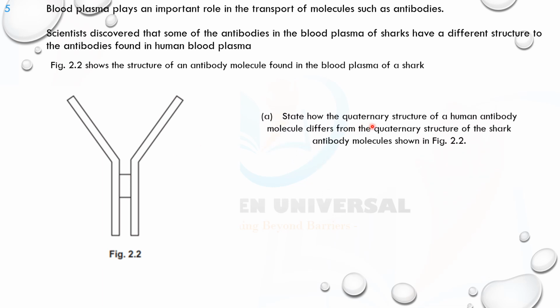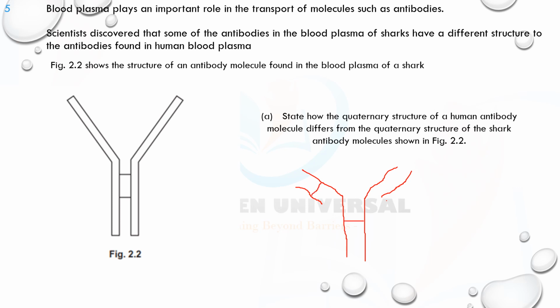Question A, state how the quaternary structure of a human antibody molecule differs from the quaternary structure of the shark antibody. So how does the quaternary structure of a human antibody differ from that of the shark antibody? This is the shark antibody. How does it differ? Pause this video and try. Okay, now this is the quaternary structure of a human antibody. We've drawn it before. Just a simple difference between them. Tell me that difference, my friend.